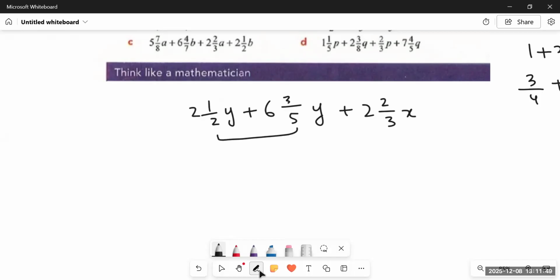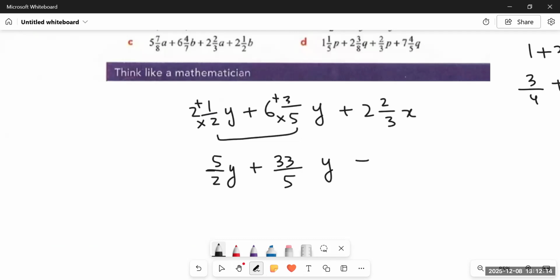Now, let me tell you another method of solving this question. So we have already learned how to combine the whole numbers and fractions separately and then combining them at the end. It would be better if you do it over here, converting it into improper fraction. 2 twos are 4, 4 plus 1, 5. So it becomes 5 over 2y plus 6 fives are 30. 30 plus 3 is equal to 33 over 5.